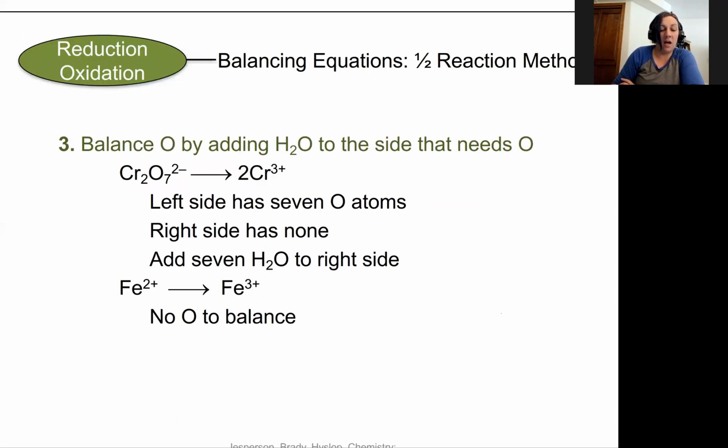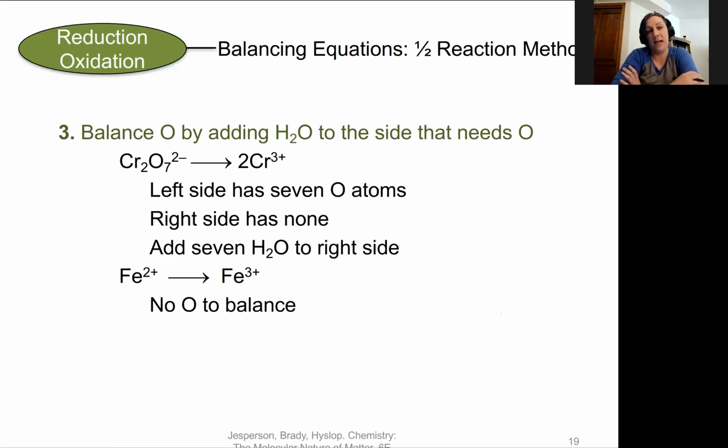Now I'm going to balance the oxygens in my first half reaction. I've got 7 oxygens on my reactant side for my reduction half equation and none on my product side. So that means I'm going to add 7 H2O molecules to the right side. And that's going to balance out those oxygen atoms. I have 7 and 7 now. My iron half reaction doesn't have oxygen, so I don't need to do anything.